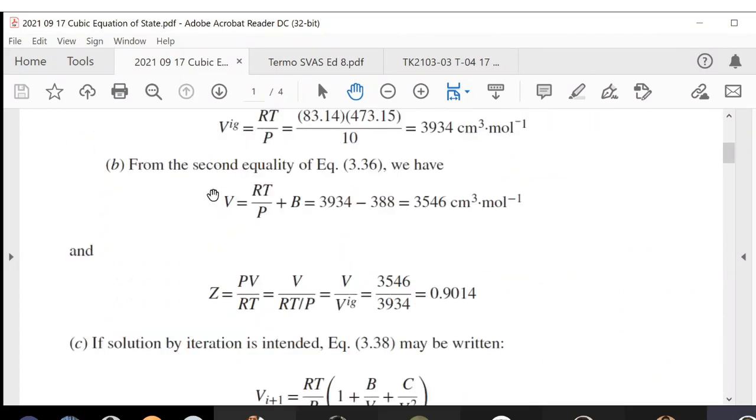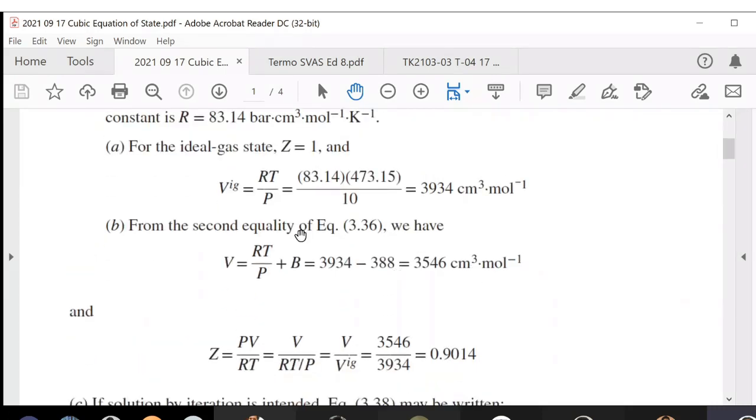So this is V equals RT over P plus B. The B value is known, then we get the V over here. The Z, compressibility factor, is PV over RT. That volume is used, 3546 over RT, we get 0.9. That is compressibility based on the pressure function.